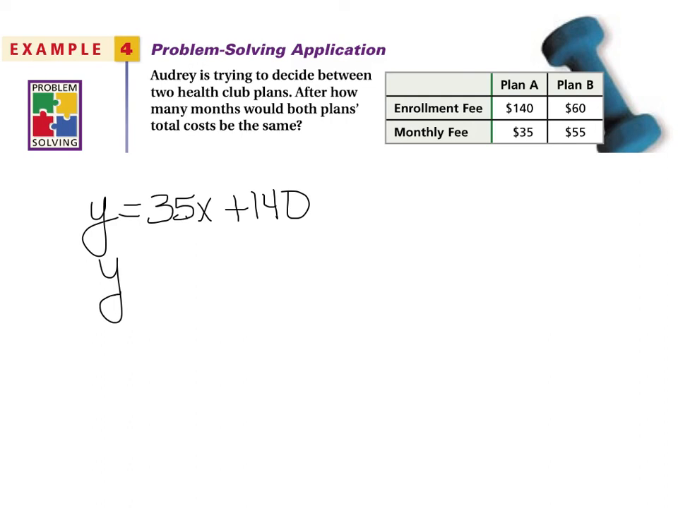And then our second equation would be the total cost, which is y equals 55x plus 60. Since they're both equal to y, we can set them equal to each other, since we want to know when they're going to be the same, using substitution.